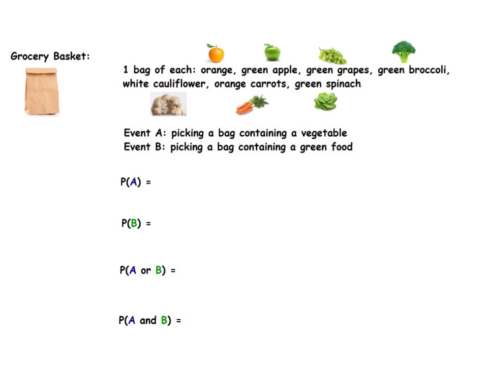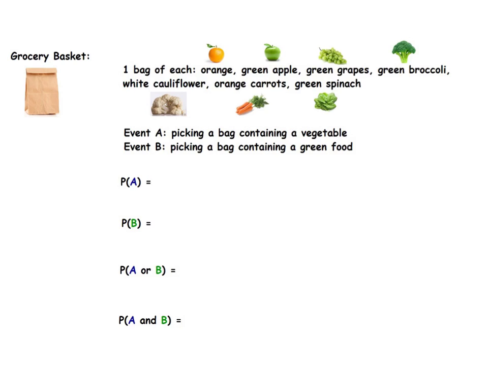All right, let's do an example of how to calculate these different probabilities. We have a grocery basket, and in our grocery basket there is 1 bag of each of these: an orange, a green apple, green grapes, green broccoli, white cauliflower, orange carrots, and green spinach. We're going to define that event A is picking a bag containing a vegetable. Event B is picking a bag containing a green food.